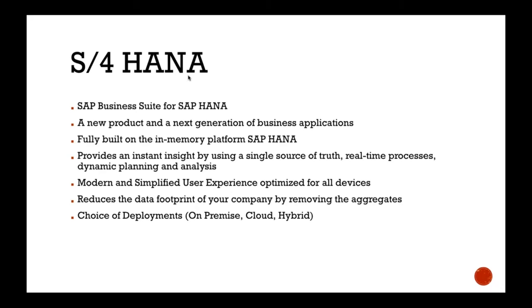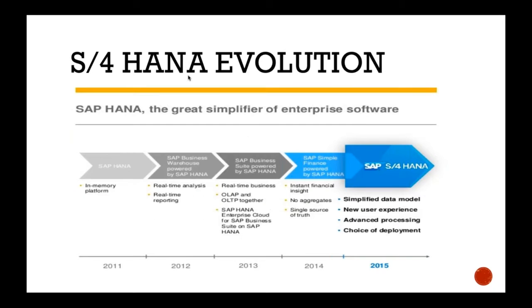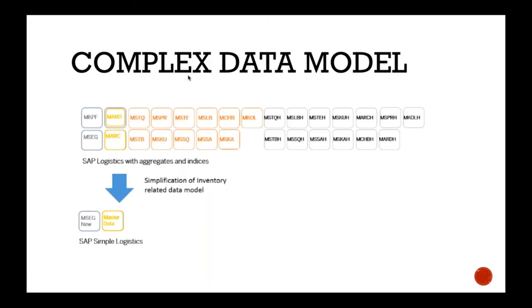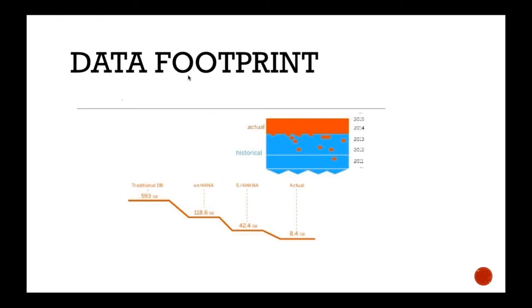The second last point: it reduces the data footprint of your company by removing the aggregates. I think you remember this from the slide we discussed yesterday. Let me take you to this slide. Yes, this one. You can see the data footprint reduction. Out of 600 GB, you just came to around 42 GB in S4 HANA. So do you think there is any benefit of reducing the data? Definitely. Just think about your mobile device. Even if you have 6 GB of memory in your mobile, if you are using the entire, let's say, 5.5 GB, your mobile device will become slow.